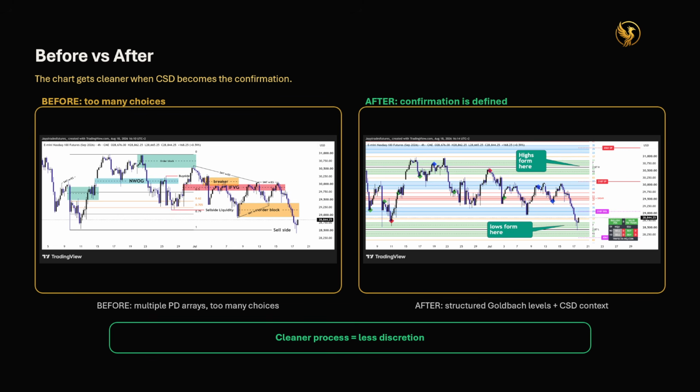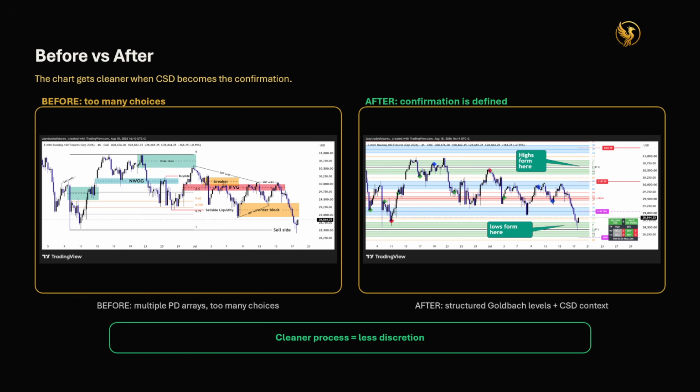I could identify the important location first, and then wait for the price to confirm whether that location was producing a meaningful change in the state of delivery or not. This does not guarantee that every trade will win. No confirmation model can eliminate losses. What it does reduce is unnecessary discretion.